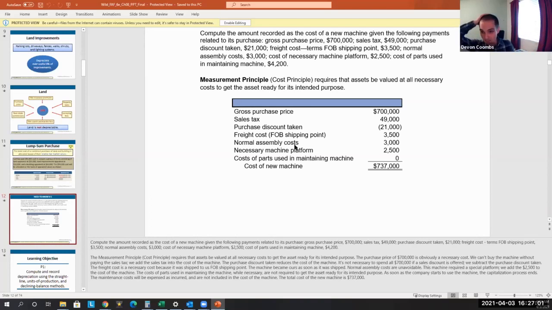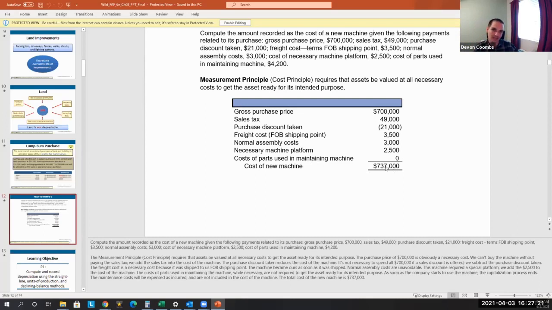The normal assembly cost, right? Because it's an assembly, we need the machine to be assembled before we can use it. And the machine platform, because it's necessary. The maintenance of the machine, that isn't an acquisition cost. That's after acquisition, so we don't include it. The sum of all of these is our $737,000.